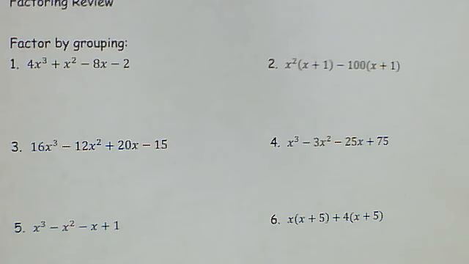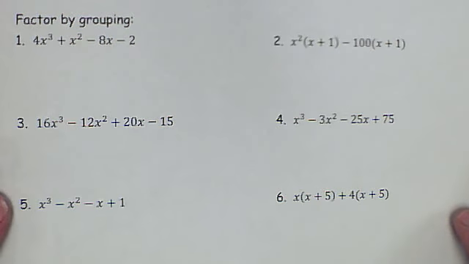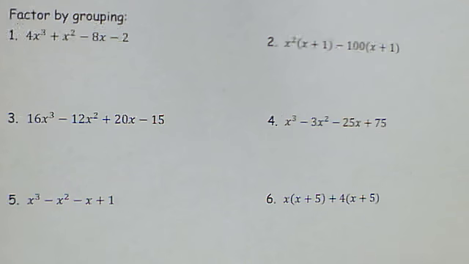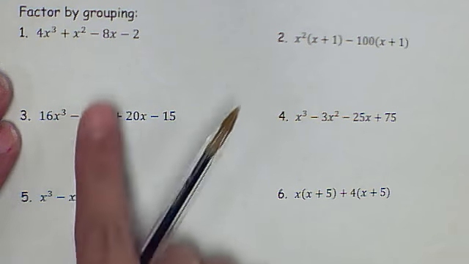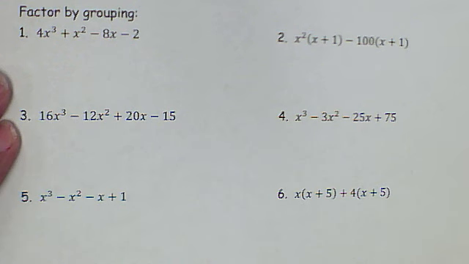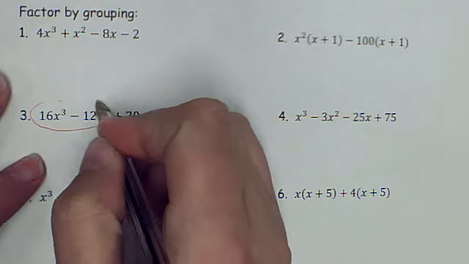Today's assignment is a factoring review. It's what we did on Wednesday, factor by grouping, and what you did on Thursday, factoring completely. There are 6 that are factor by grouping and 6 that are factor completely. I wanted to show you one more of each of them to get you started today. I'm going to show you number 3 in the factoring by grouping section, because I think that's probably the hardest of the bunch: 16x cubed minus 12x squared.